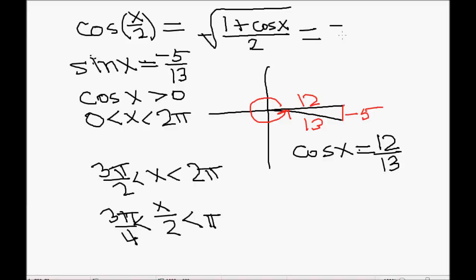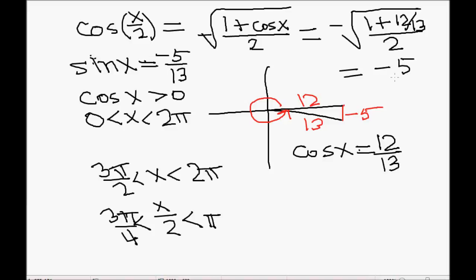That's equal to negative square root of 1 plus 12 over 13 divided by 2, which works out to be, I believe, negative 5 over square root of 26. So, that is the exact answer. If you rationalize the denominator, that's also all right. But that is the exact answer.